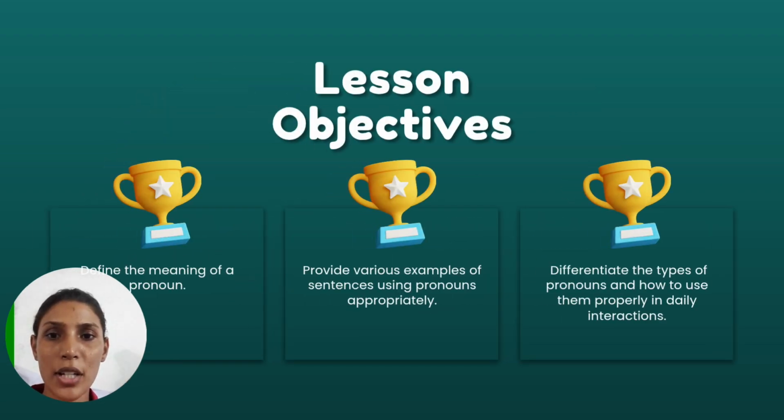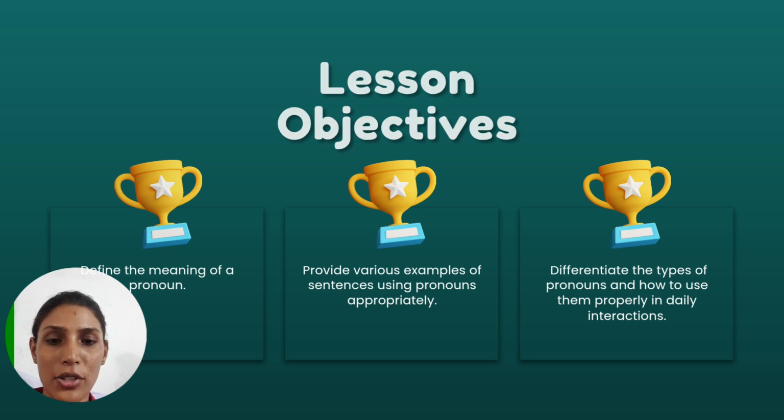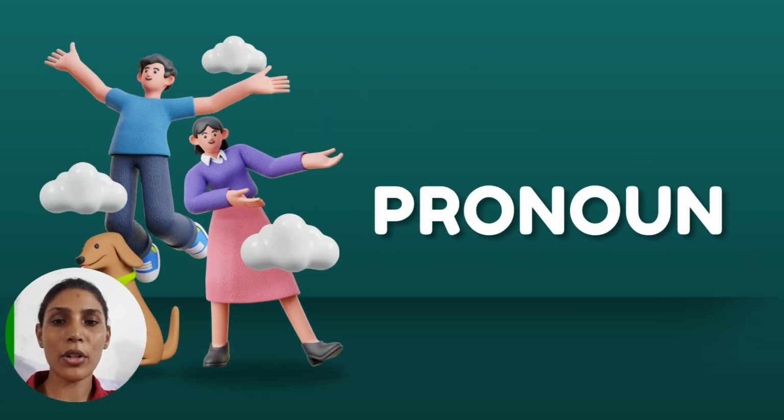Here are some lesson objectives. First of all, define the meaning of a pronoun and provide various examples of sentences using pronouns appropriately. The third one is to differentiate the types of pronouns and how to use them properly in daily interactions. So guys, when you use something instead of a noun, that is called a pronoun.